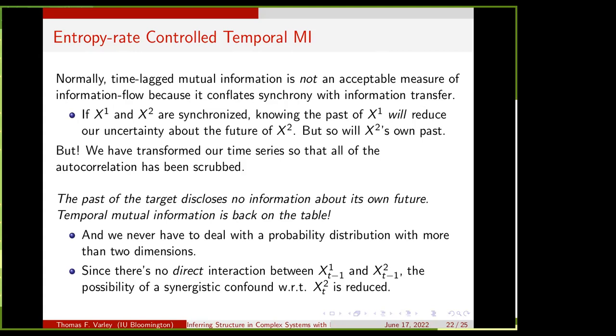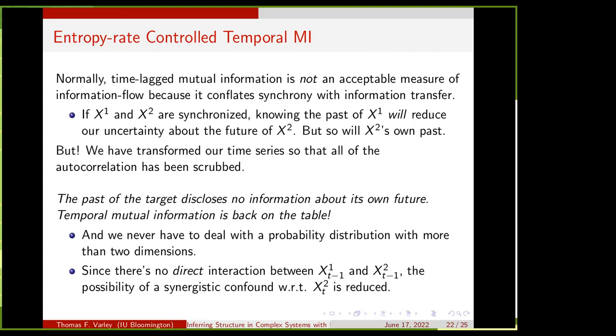Coming back to our entropic onion, all right? So that's what the transfer entropy is supposed to do. You're supposed to condition on the past of the target to ensure that you're only ever getting the information that must have come from the source, okay? But because we've scrubbed all of the autocorrelation out of our time series, the past of the target discloses no information about its own future, right? I could go back to that scatter plot I showed before. There's no information storage in here, okay? And so that puts temporal mutual information back on the table because there's no risk of conflating information storage and information transfer in this way, because we've just erased any possibility of information storage occurring at all.